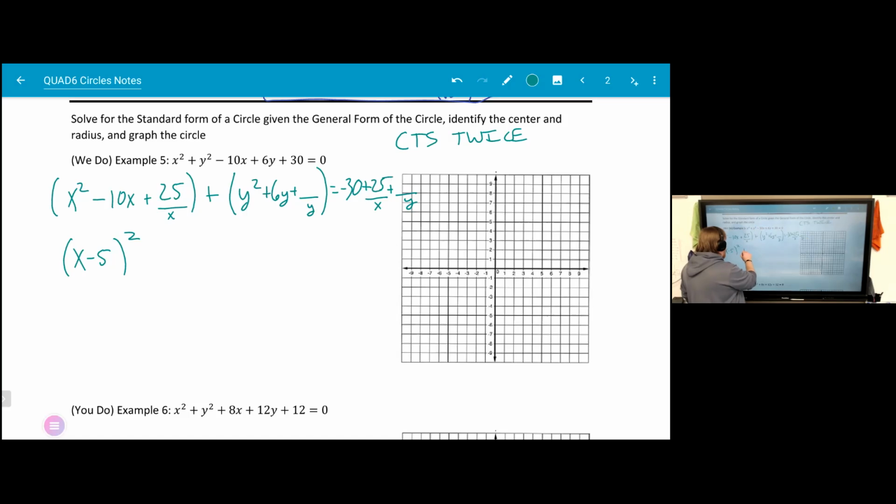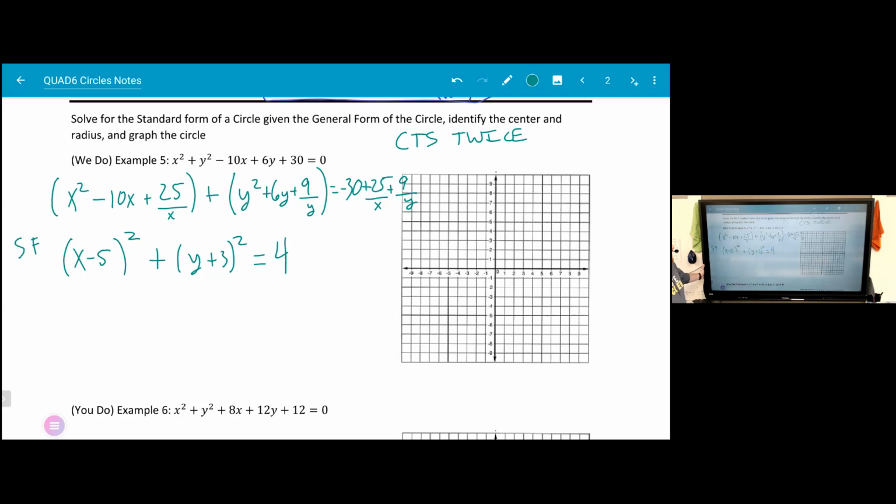From the y's, I have to divide my coefficient of y by 2, and I get y plus 3 squared. Then I square 3 to add 9 to both sides. And if I do that, now I've added the same things to both sides to make it balanced still. Negative 30 plus 25 plus 9. Well, 25 plus 9 is 34. Negative 30 plus 34 is just 4. I have now found the standard form. This is standard form right here: x minus h squared plus y minus k squared equals r squared.